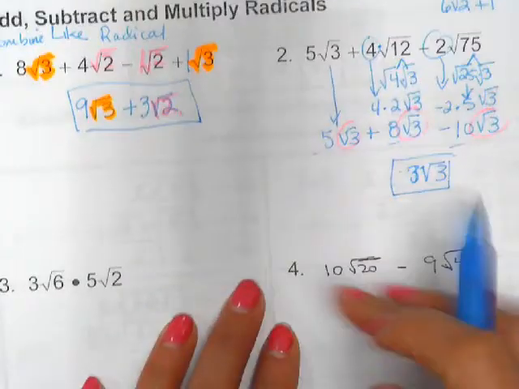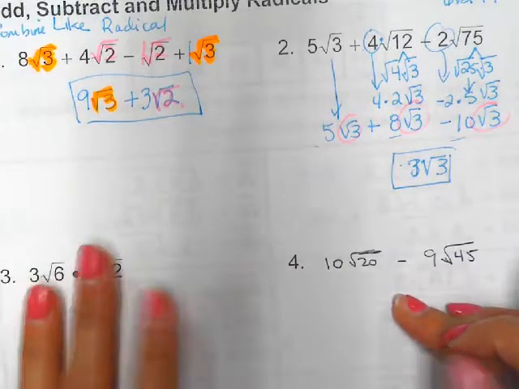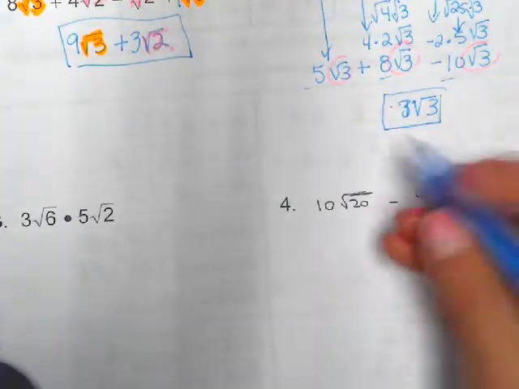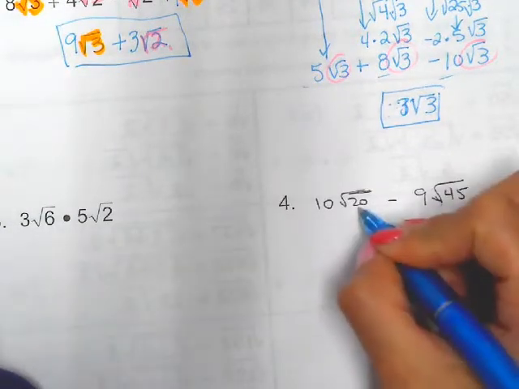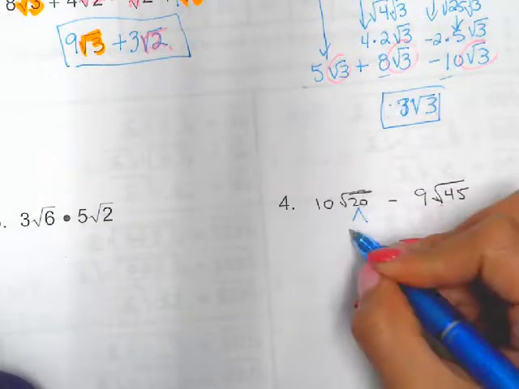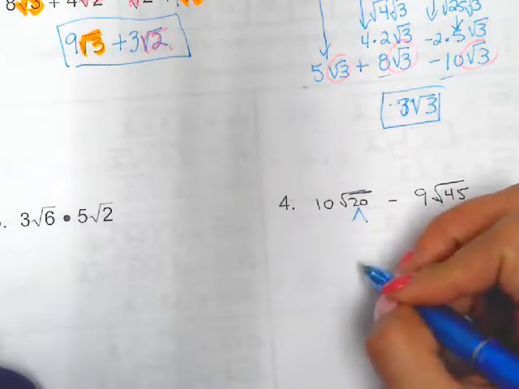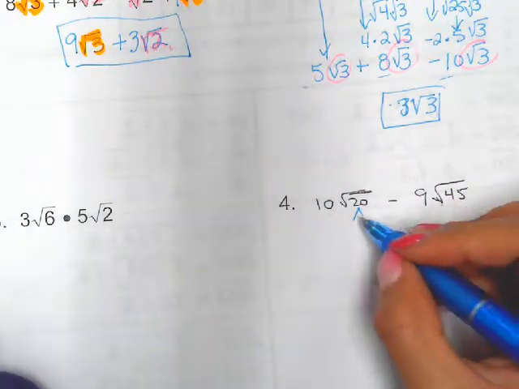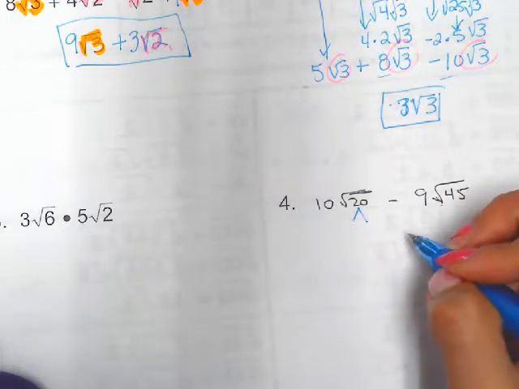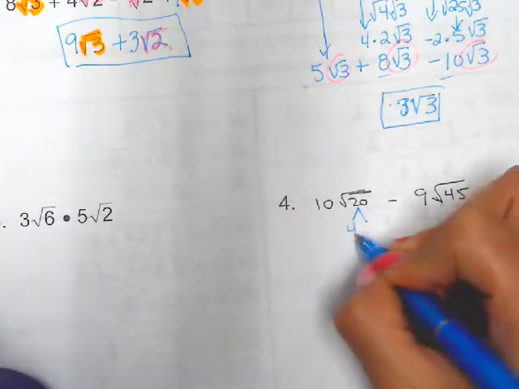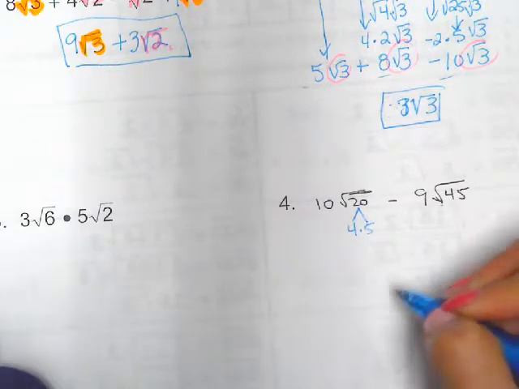Jump to 4, we'll come to number 3. Number 4, you cannot combine these because they're not like radicals. So we have to simplify or factor out the 20 to get like radicals. 20 can be broken down to 2 times 10, 4 times 5. The 4 times 5, 4 is a perfect square. That's why it's the better one.